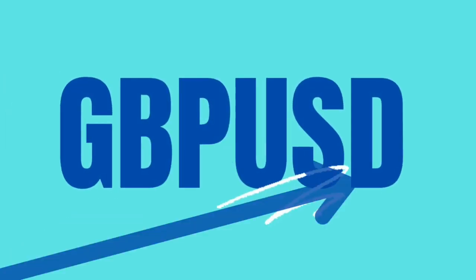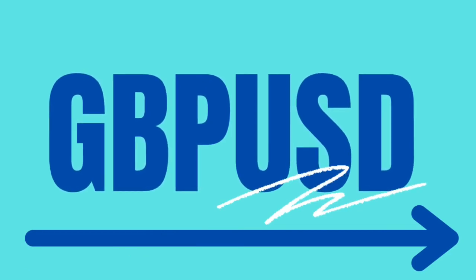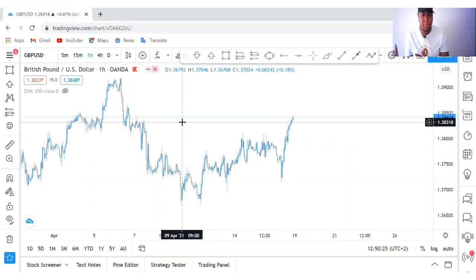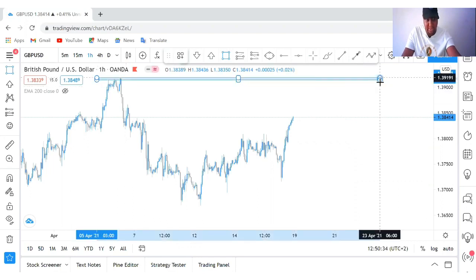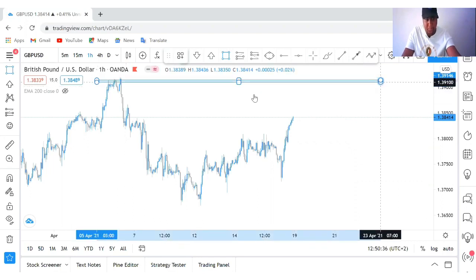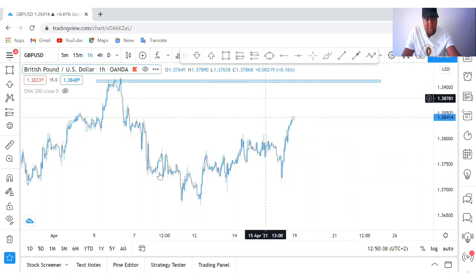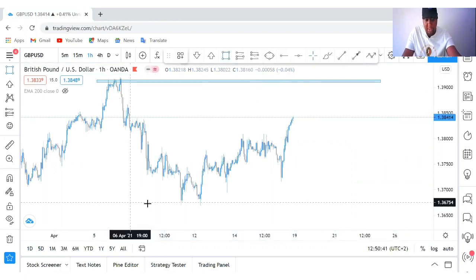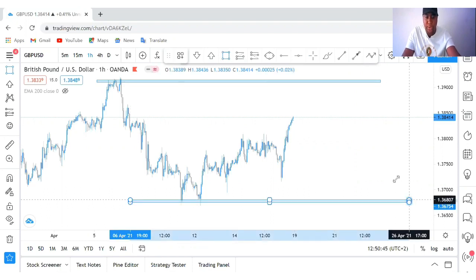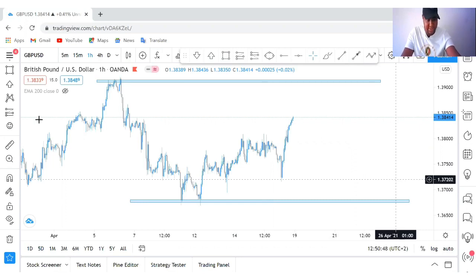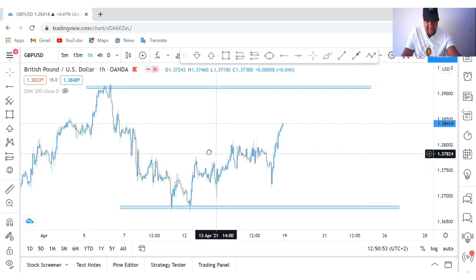So family, let's start with GBPUSD. I'm going to start by plotting my support and resistance, the high of the day and the low of the day. As you can see, I'm using my 1 hour time frame because I'm an intraday trader, meaning that I close trades within the same day executed. I don't swing them or hold them till the next day. That's an intraday trader.